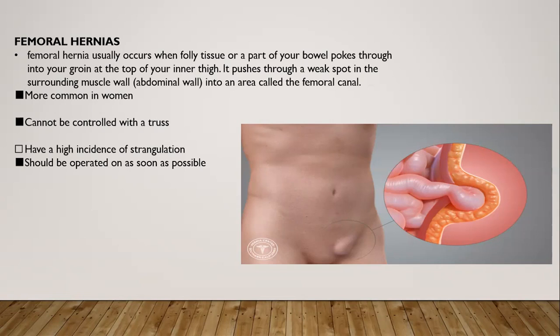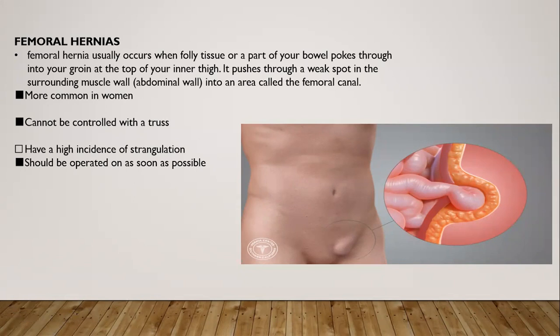The other thing is that these types of hernias are common in women. And remember, there was a point that we raised when we just started. We said the femoral hernias are rare in men and nulliparous women, but more common in multiparous women. The other thing that we mentioned is that the narrower the neck of the hernia, the higher the chances of it going through strangulation. So, more common in women, cannot be controlled with a truss, and there is a high incidence of strangulation.